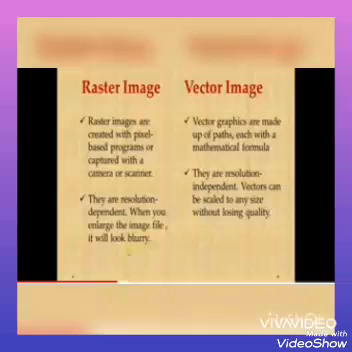Raster images are created with pixel-based programs or captured with cameras or scanners. Pixel means tiny dots. Here, the vector graphics are made up of parts, each with a mathematical formula. Here, parts means mathematical formula. Raster images are resolution dependent, whereas vector images are resolution independent. When you enlarge a raster image file, it looks blurry. But vector images can be scaled to any size without losing quality.